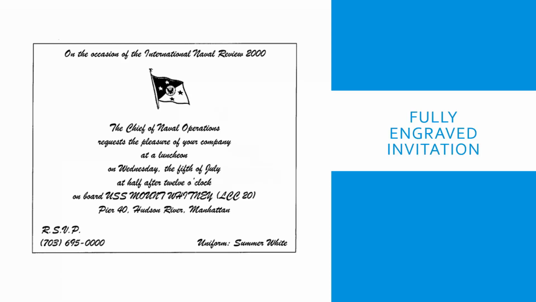This is the basic layout of any invitation, no matter what type it is. You're going to have the occasion on the top, you're going to have the pennant, you're going to have who is the host, and then it always says request the pleasure of your company at, and then what type of event it is, on the date, at what time, then the location. In the bottom left you will have the RSVP information, and on the bottom right you're going to have the uniform.